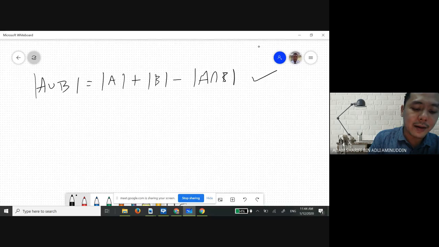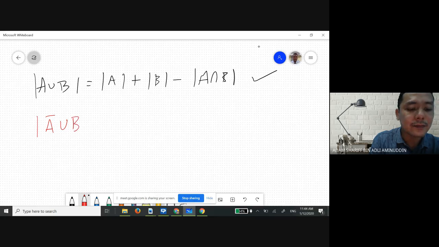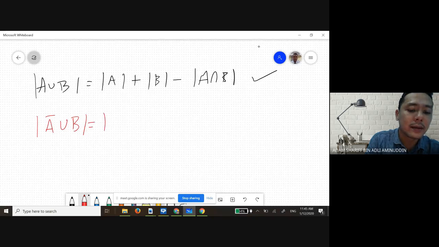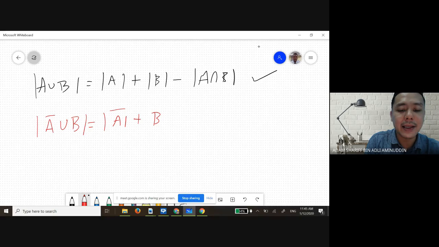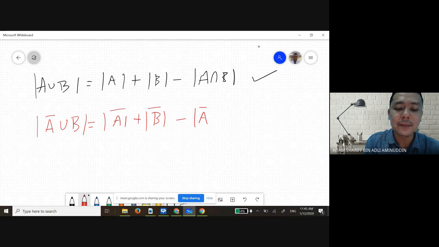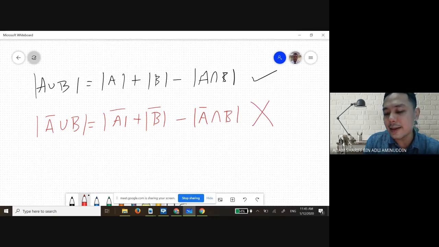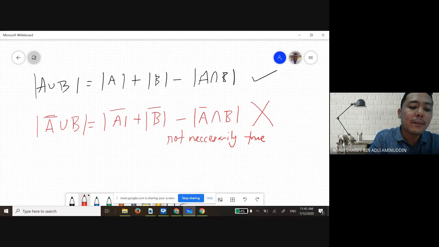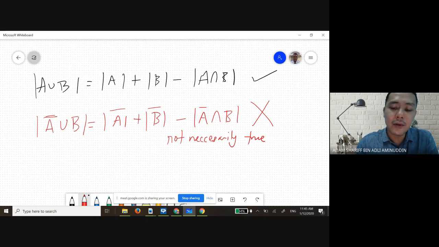However, the problem that might be dangerous if I ask what is the cardinality of this. Okay, A complement union B. Dia letaklah ini plus B minus A complement intersect B. This thing is very dangerous because not necessarily true. Because when we involve complement of A, it must involve universal set.